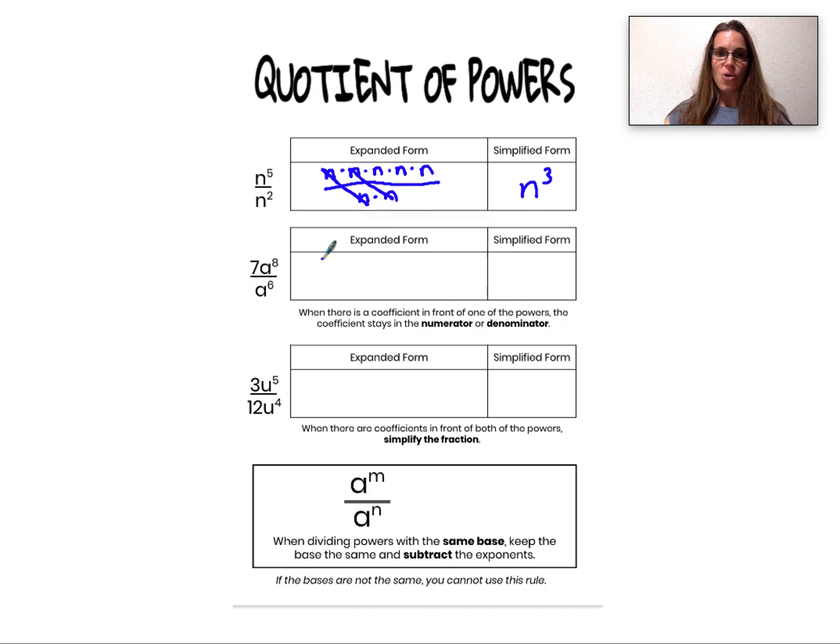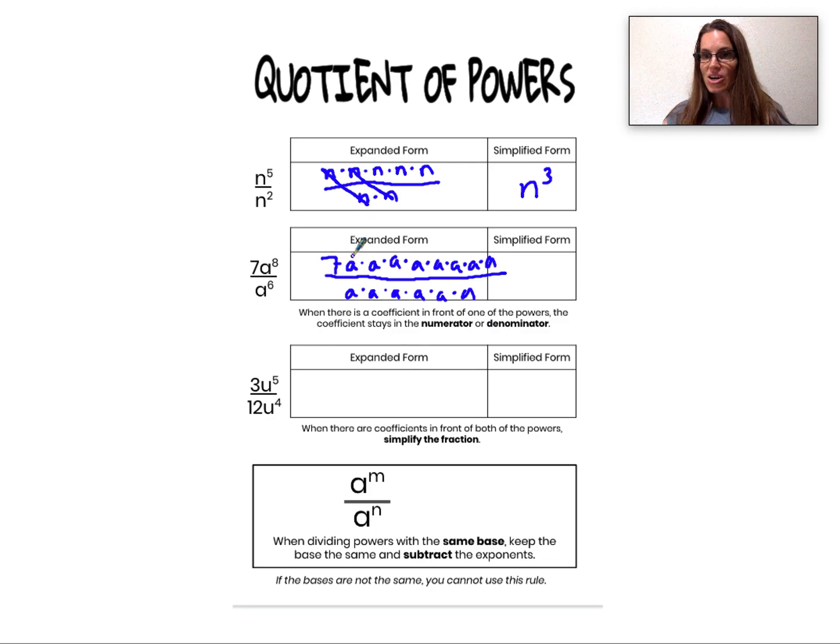Next example, I have a coefficient in the numerator. That doesn't change much. I just have 7 times a to the 8th, a times a times a times a times a times a times a times a. 8 factors of a. Oh my gosh. Divided by a to the 6th. A times a times a times a times a times a. Here there's only one coefficient of 7 and it just stays put.